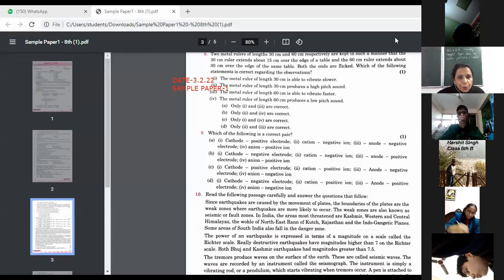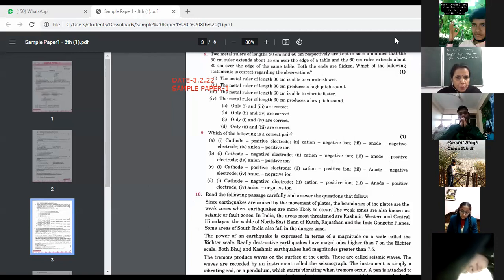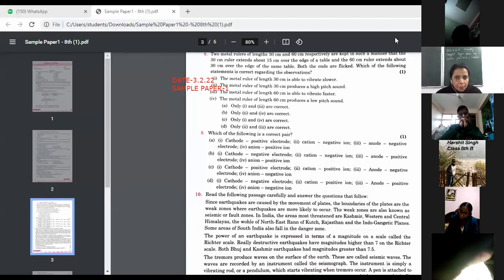Okay, let's continue with question number 8. Two metal rulers of length 30 centimeter and 60 centimeter respectively are kept in such a manner that the 30 centimeter ruler extends about 15 centimeter over the edge of a table, and the 60 centimeter ruler can extend about 30 centimeter over the edge of the same table. Both the ends are flicked. Which of the following statements is correct regarding the observation?